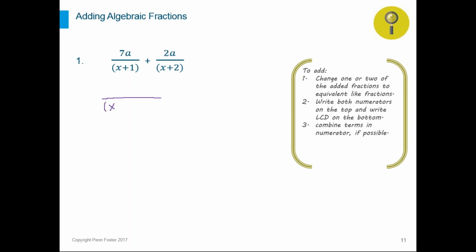So I'm going to do x plus 1, and I have 7a on the top, plus the second fraction, x plus 2, and then I have 2a. I'm going to keep the color coding so we know which ones are the factors. x plus 2 in this case, and x plus 2. On the second fraction, it's missing an x plus 1. I'm going to do the same thing for x plus 1 on the top.